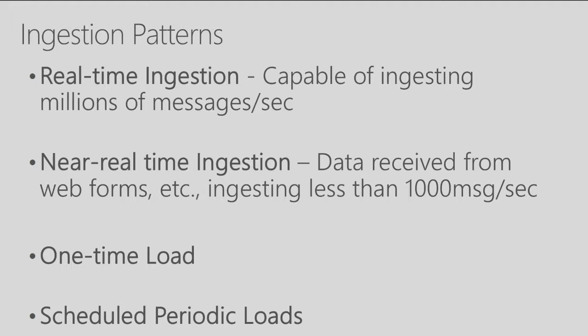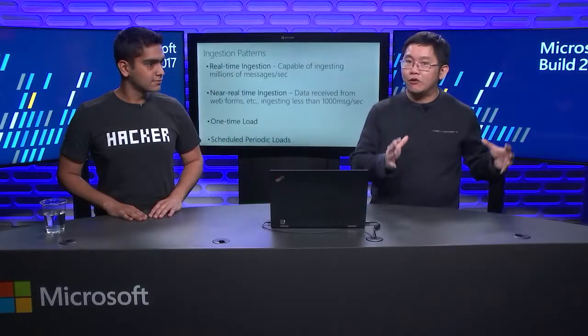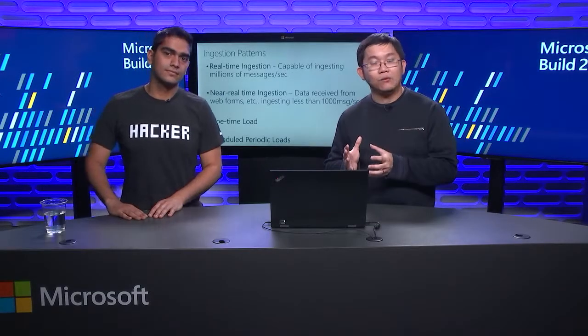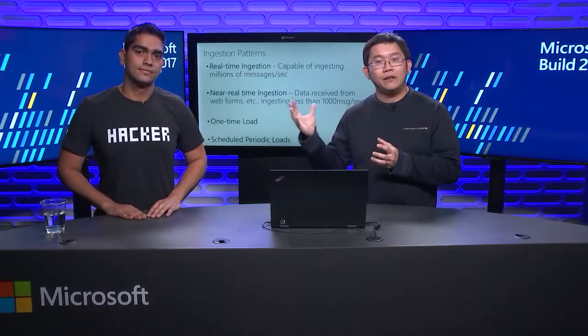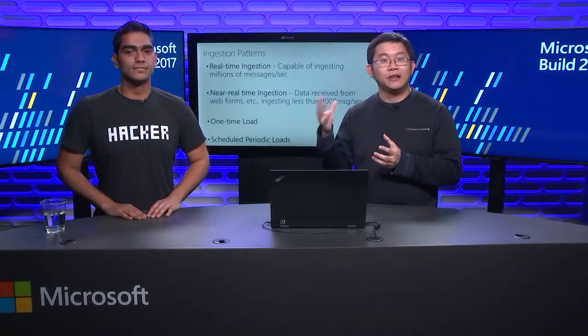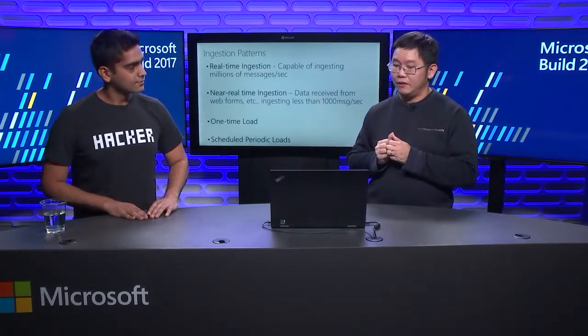Or it could be a near-time or near real-time ingestion pattern, where you have data that's received from web forms, or telemetry data that gets logged somewhere, and you really want to be able to work with this kind of ingestion pattern. Now, the next one is a one-time load, where you could have data sitting in some on-premises data store. It could be flat files on-premises, and you want to do a one-time migration of this data into your cloud data store so that the applications you're building can leverage this data in your cloud data store.